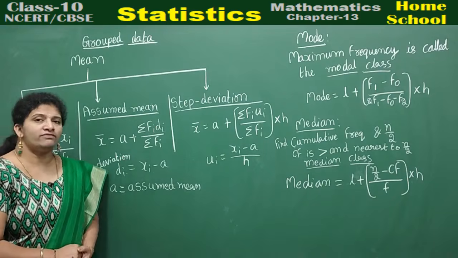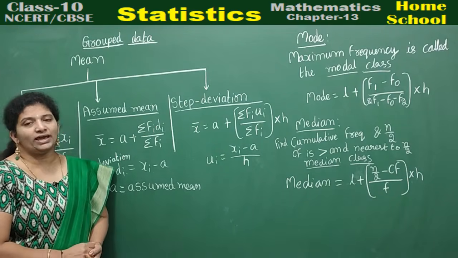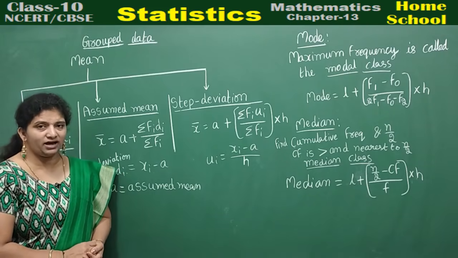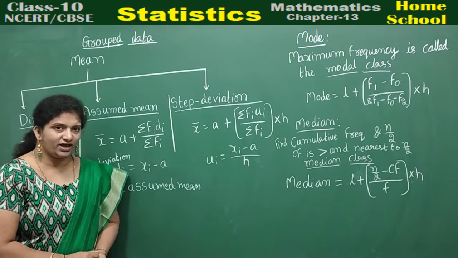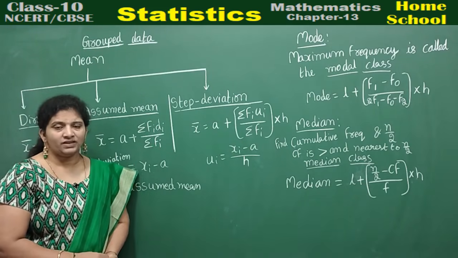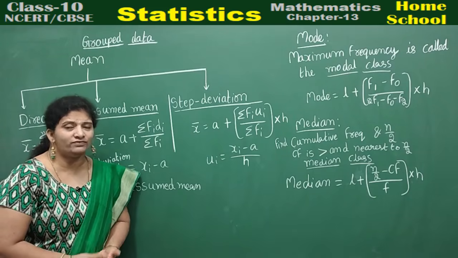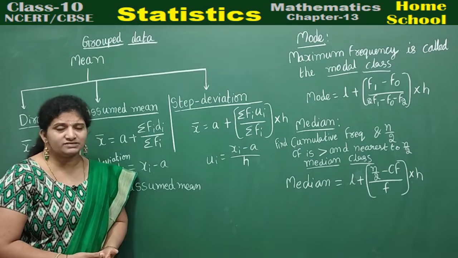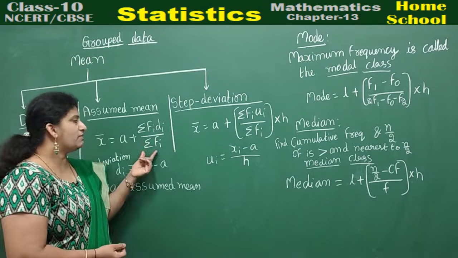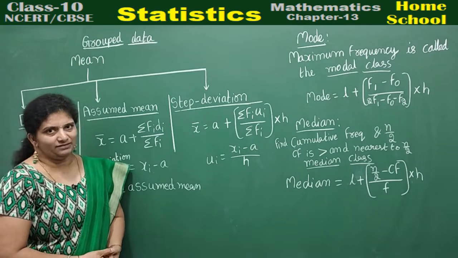What is the formula for the assumed mean method? X bar is equal to a plus summation fi di by summation fi. Summation fi is also called n. Sum of frequencies means what? It is the number of terms, the number of persons or number of any observations it may be. So we call summation fi also n.